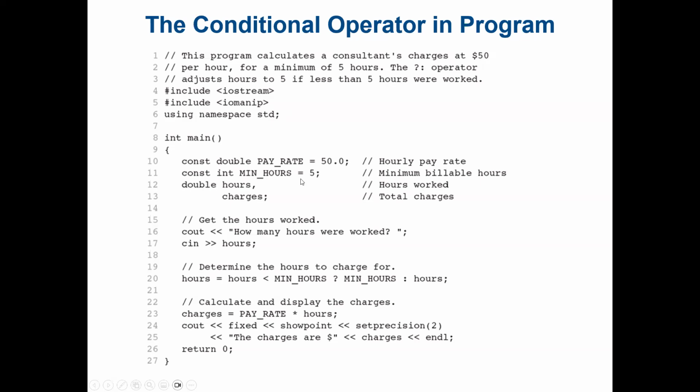So we have a second constant variable named mean hours. We initialize it to 5. Then we have two variables, hours and charges. So the first thing we do here is to get the hours worked. So how many hours did the employee work? That's our instruction. We enter the hours into a variable named hours.